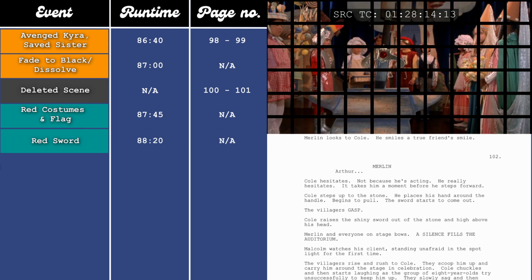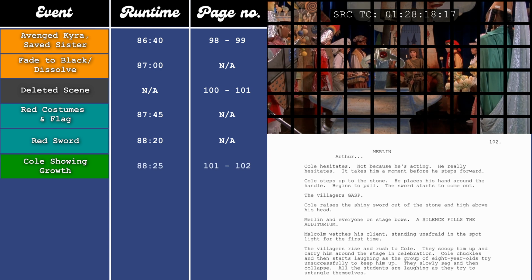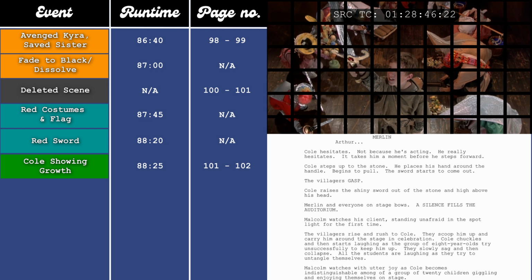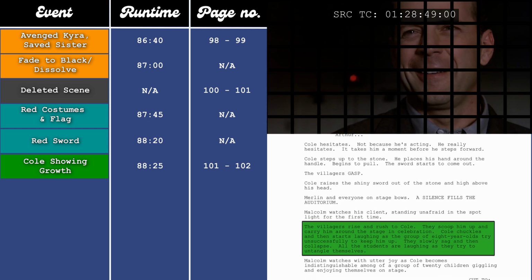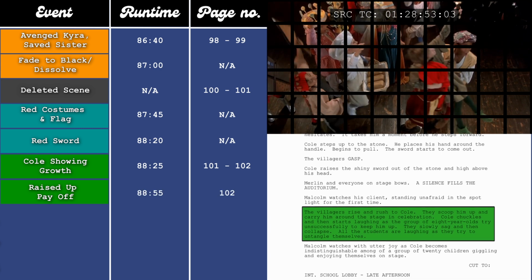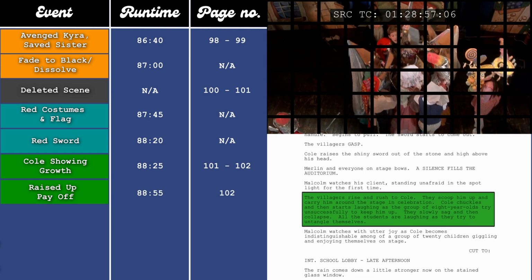This then leads to Cole, finally front and centre in the play, putting himself out there, no longer hiding, no longer afraid to be seen, showing his growth as a character. He then gets raised up by his classmates. This is a callback to the fake story that he told his mum earlier, about his teammates raising him up after he scores a goal. They then all fall down laughing together.